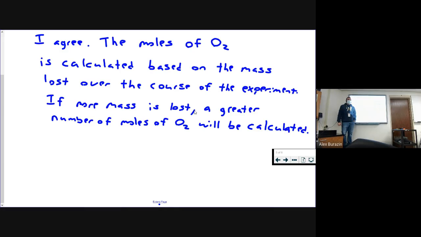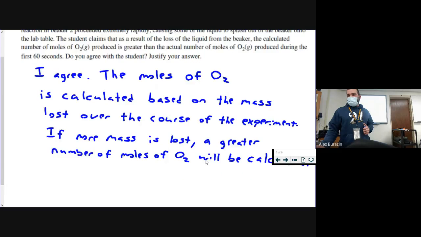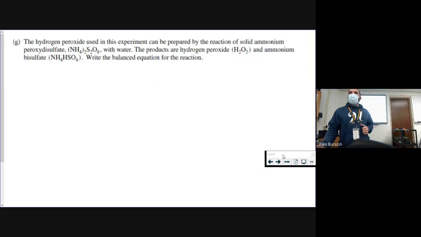Make sense? So I'm stating where the issue is. The issue is that when we calculate moles of oxygen, it's literally based off of how much mass we lose. If we lose more mass, well, then we're going to get more moles of oxygen. Cool? Almost done. F? Excellent. G.